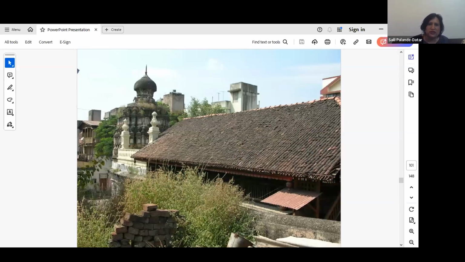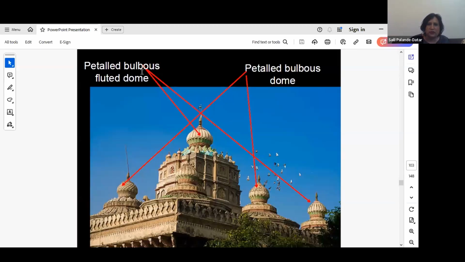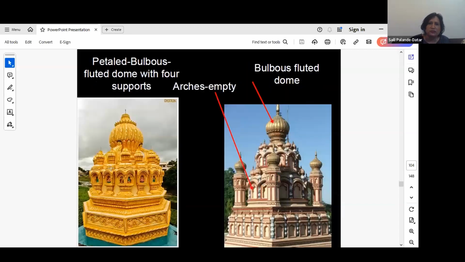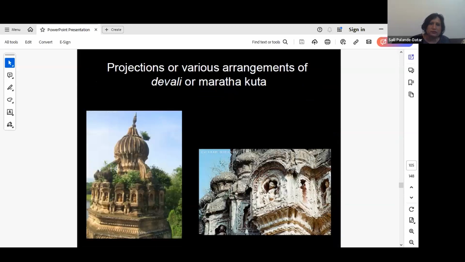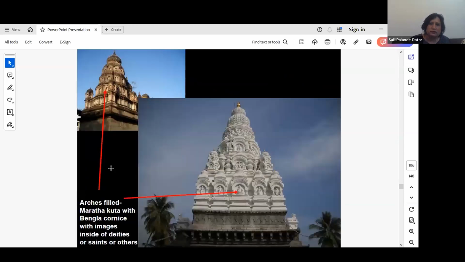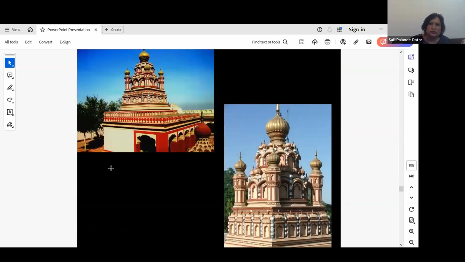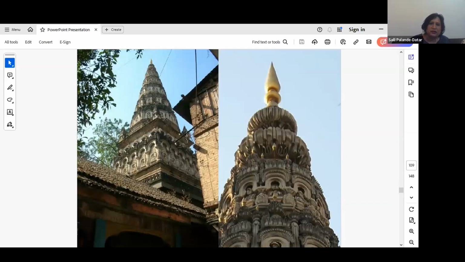Here again you see small minarets and the Maratha kutas employed. Here again, this particular temple actually has the plan of a masjid itself, which was built by the younger brother of Bajirao. Here are some other examples from Parvati. And later, they try to make it into more conical forms, growing vertically, to resemble more of a temple rather than an Islamic domical structure.